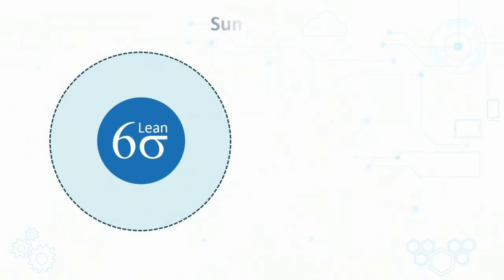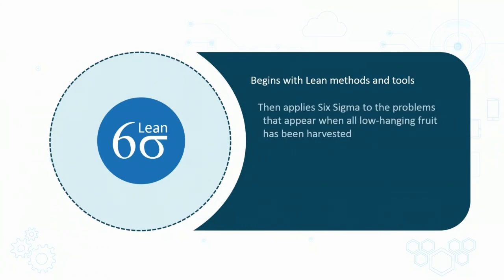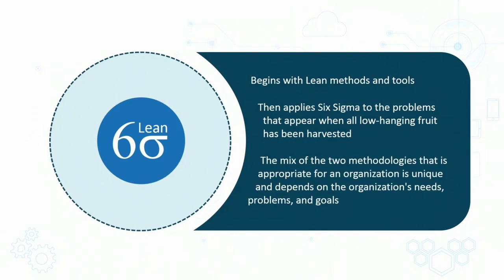Lean and Six Sigma are applied to processes in all types of manufacturing enterprises. Often, an organization begins with lean methods and tools, and then applies Six Sigma to the problems that appear when all low-hanging fruit has been harvested. However, the mix of the 2 methodologies that is appropriate for an organization is unique and depends on the organization's needs, problems, and goals. Using both methodologies enables a manufacturing enterprise to eliminate waste, reduce variation, and improve processes, the company's bottom line, and customer satisfaction.